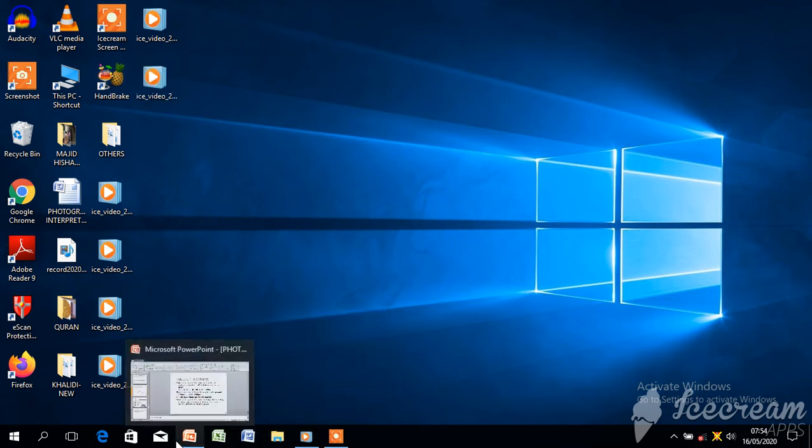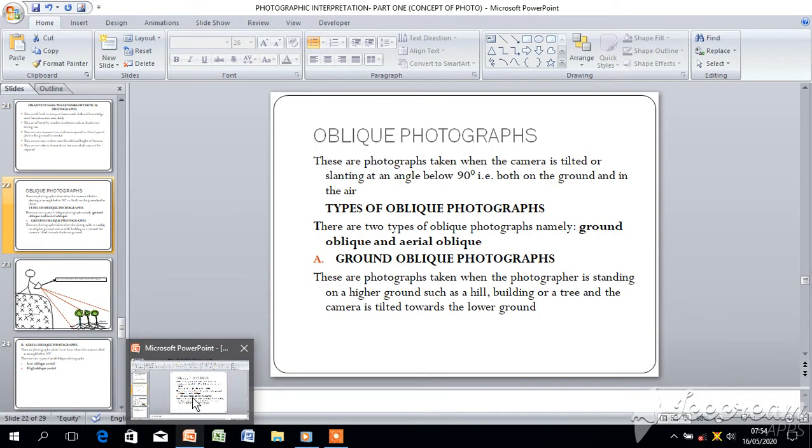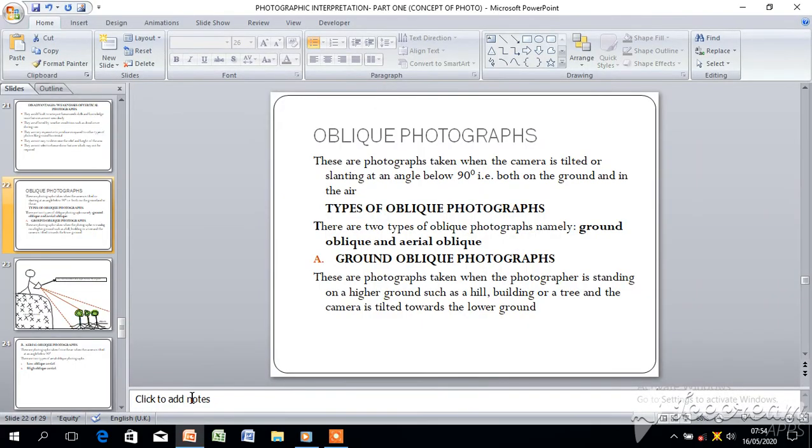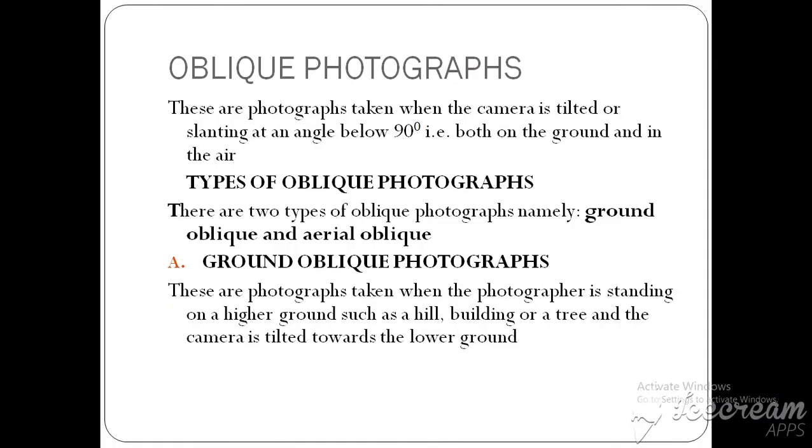So another type of photograph is what we call oblique photograph. It is the last type of photographs. These are photographs taken when the camera is tilted or slanting at an angle below 90 degrees. It's not like the first one. This one is at an angle, the camera is tilted at an angle, as we are going to see. So there are two types of oblique photographs. We have what we call ground oblique and also what we call the aerial oblique.